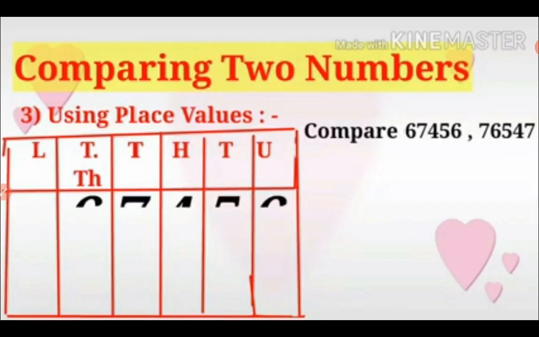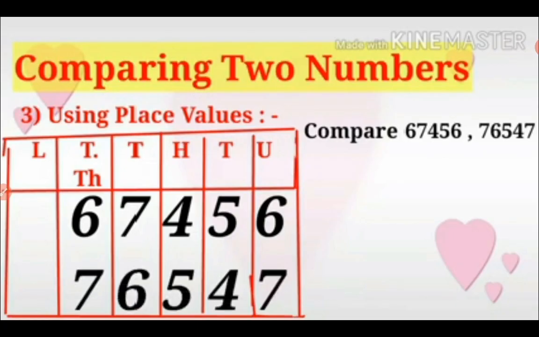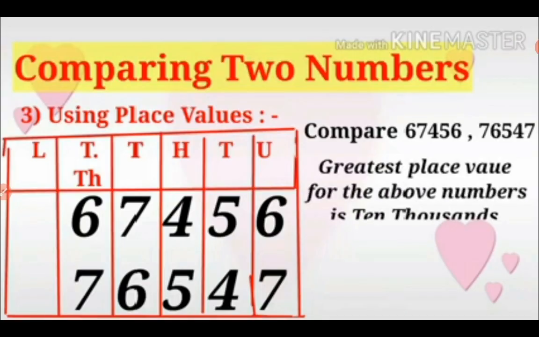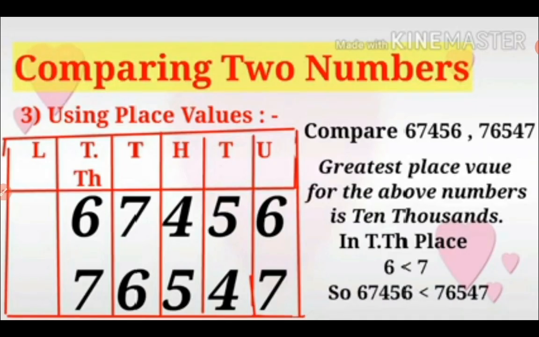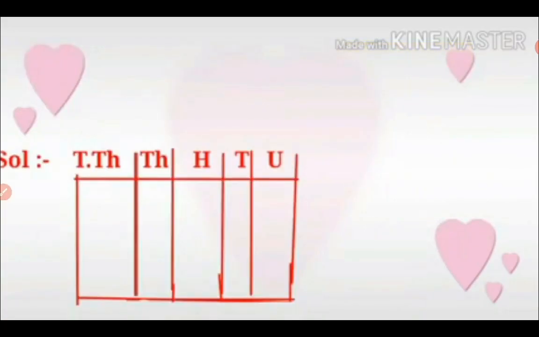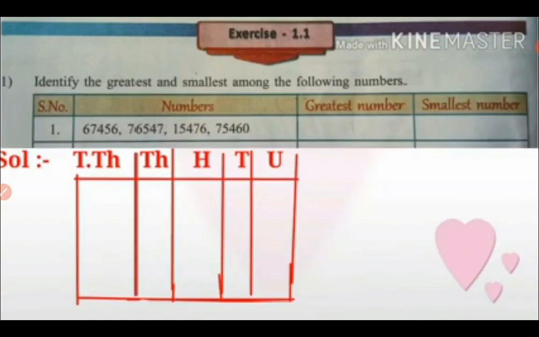Let's compare 67456 and 76547, and let's give their place values. Okay, now which is the greatest place value for these numbers? It is 10,000, isn't it? So for 10,000, just see which number is less here. 6 is less than 7. So we can say that 67,456 is less than 76,547.